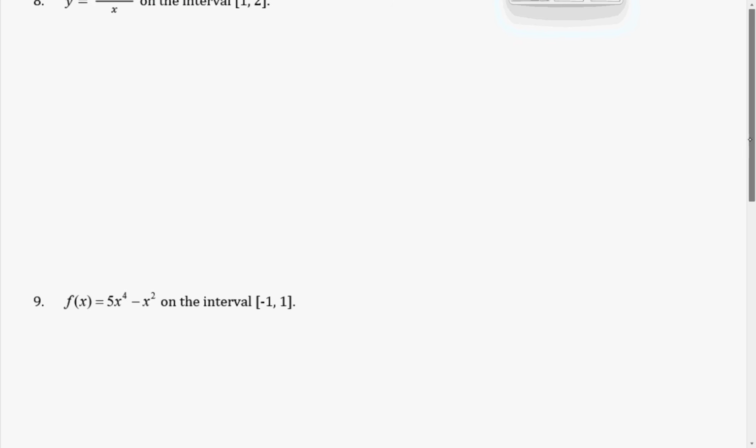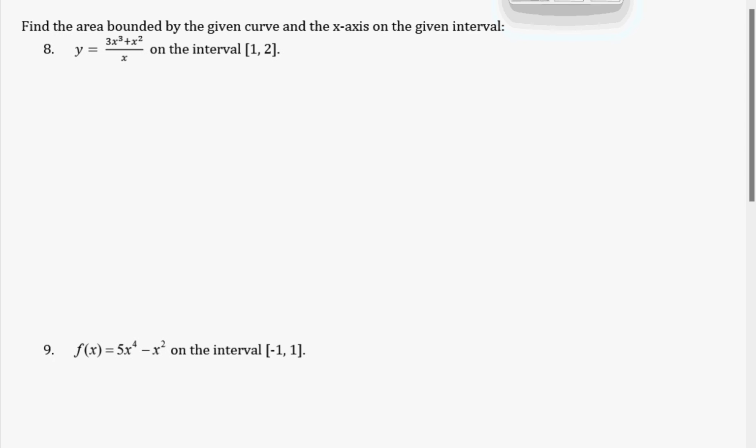Okay, this problem looks a little bit different. So looking at these problems, let me fix this a little bit for you. Oh, just a second. Okay, there. So it looks a little bit different. Find the area bounded by the given curve and the x-axis.